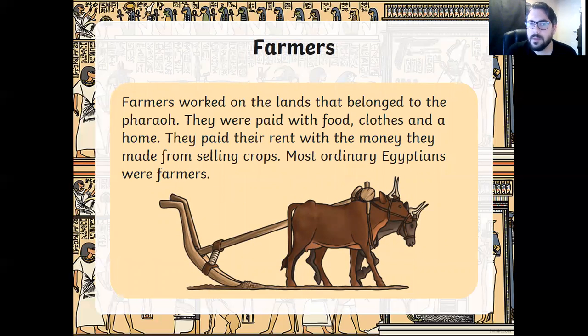Farmers. Farmers worked on the lands that belonged to the pharaoh. They were paid with food, clothes, and a home. They paid their rent, which is the money you have to give someone to stay where you want to live, with the money they made from selling crops. Most ordinary Egyptians were farmers.